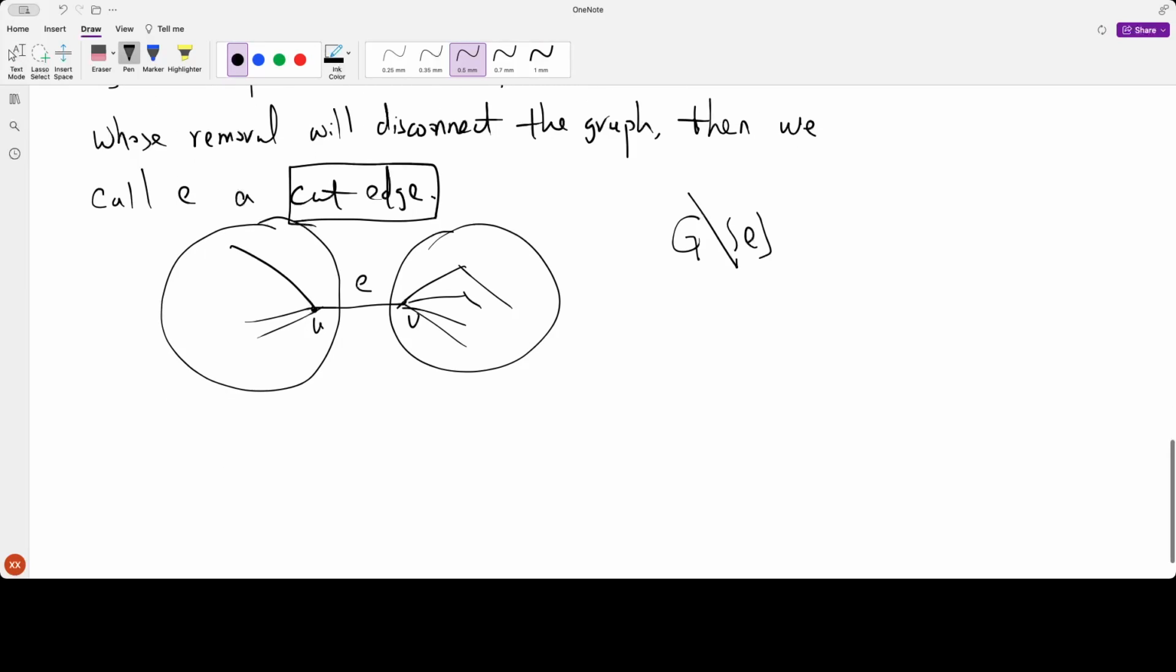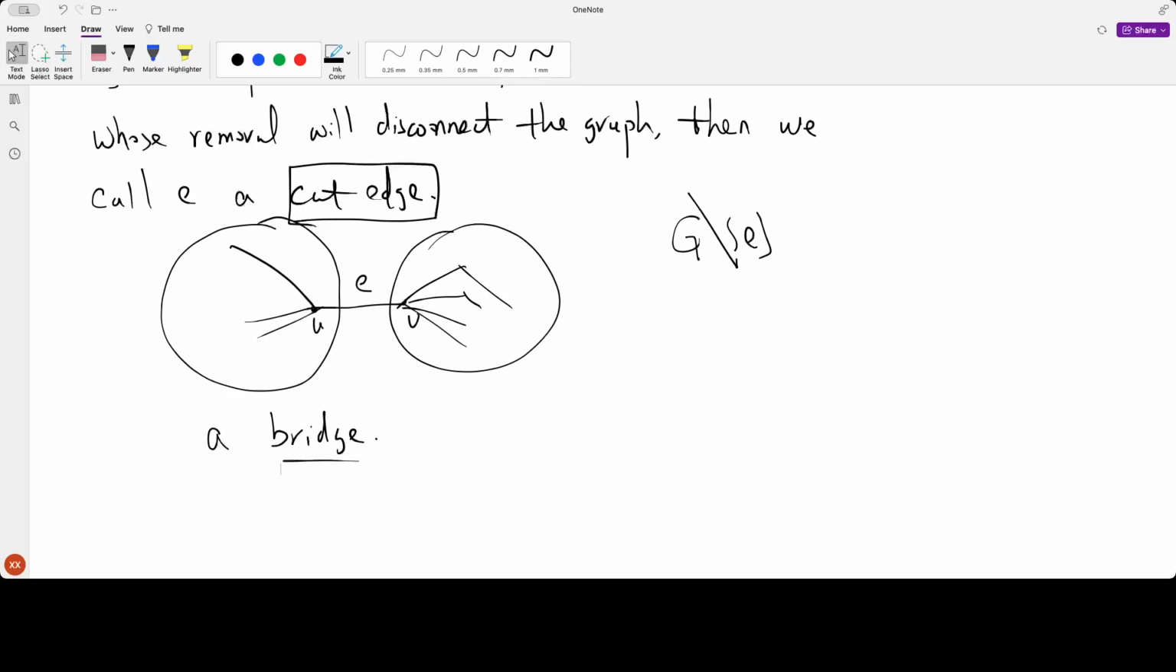Sometimes people call a cut edge a bridge, which is vivid and nice. It's like a river splitting the 2 parts of a city, and you go from here to there only by going through this bridge. So many authors use bridge and others use cut edge. Both are useful.